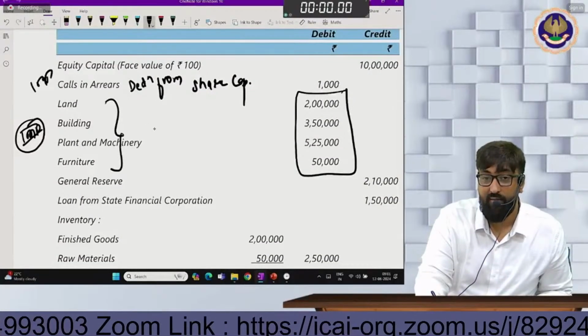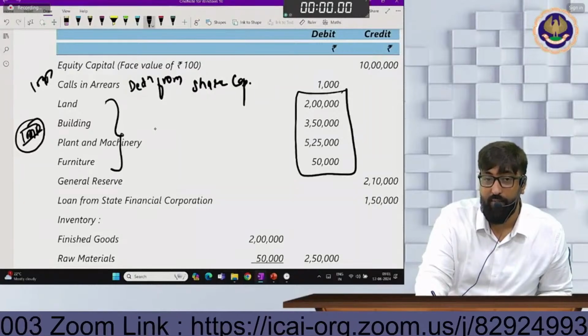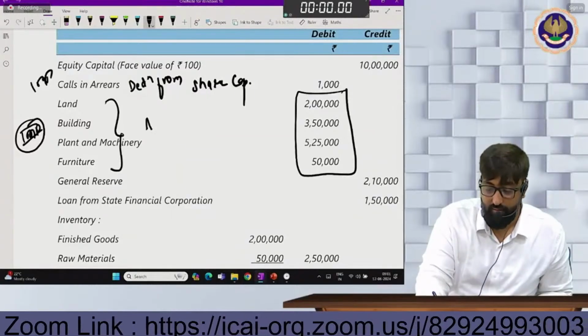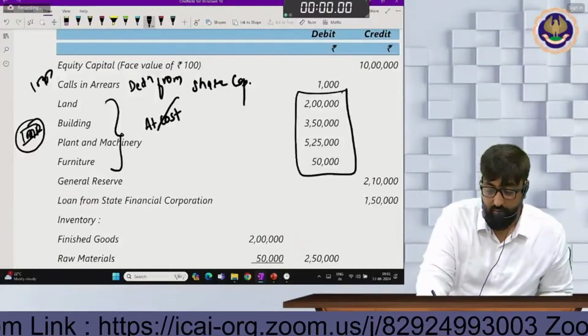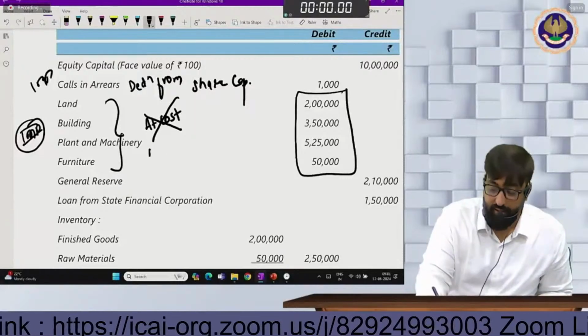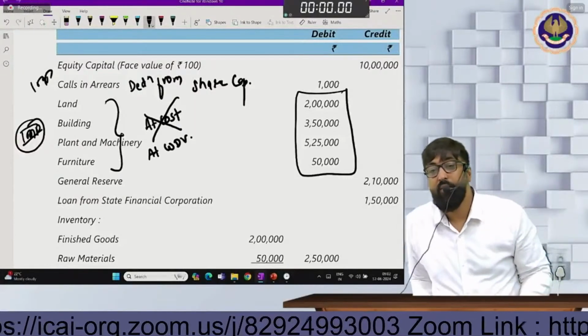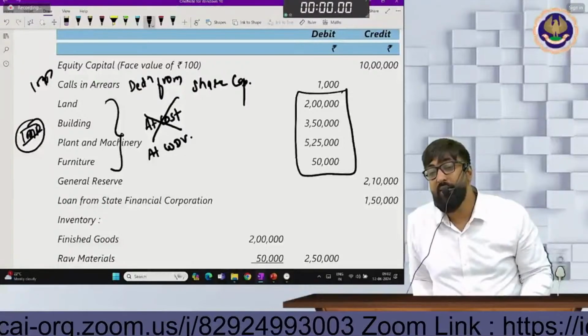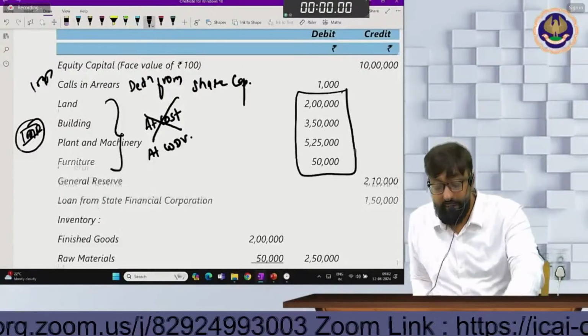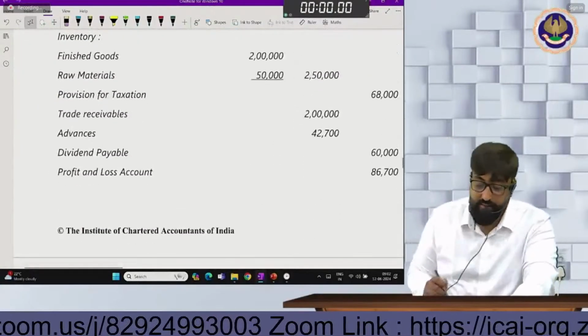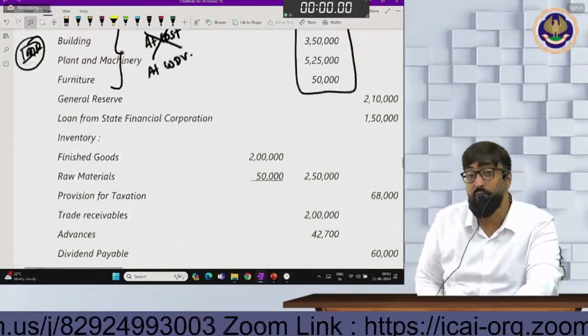Yes, Puneet ji. Is this before depreciation or after depreciation? Sir, after depreciation, the provision is not given. It is not at cost. These are at WDV, because depreciation is already deducted. Sir, how did you understand this depreciation?